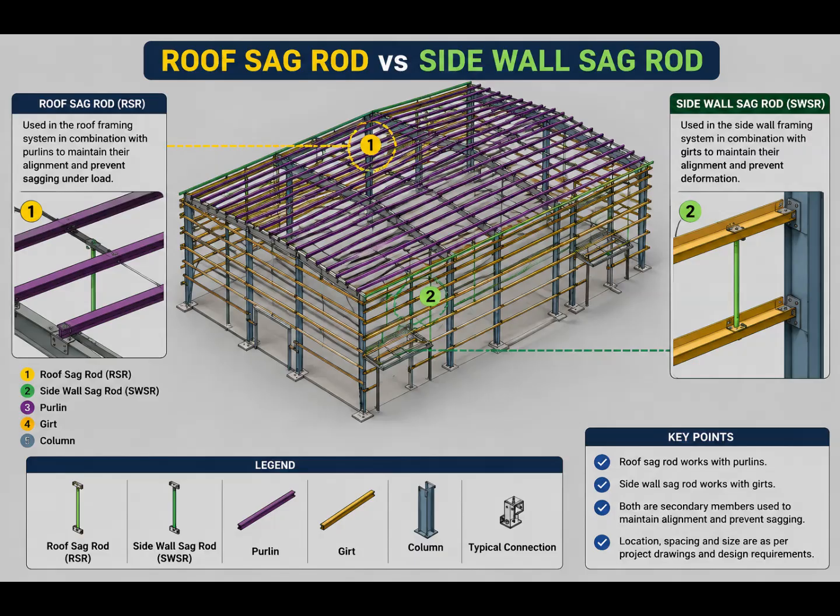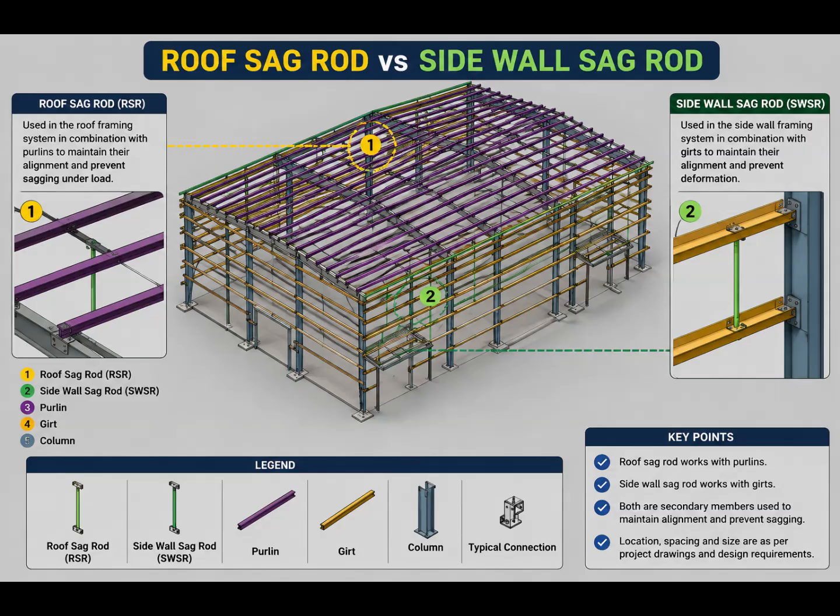And when you are reading a real PEB project, always confirm the actual location, spacing, size, and connection arrangement from the project drawings rather than assuming a standard arrangement. By connecting the 2D drawing information with the real 3D model, we can understand not only what the member is called, but also where it is located, what it is connected to, and how it fits into the complete PEB structure. That is the key difference between simply looking at a drawing and actually understanding the structure behind the drawing.